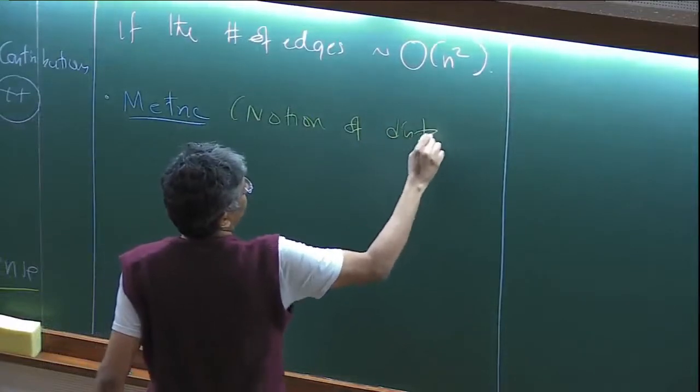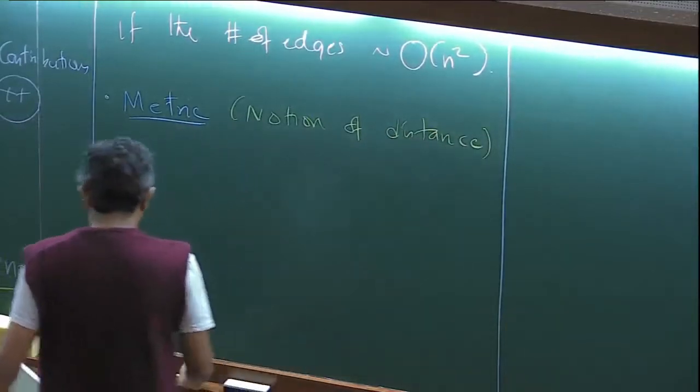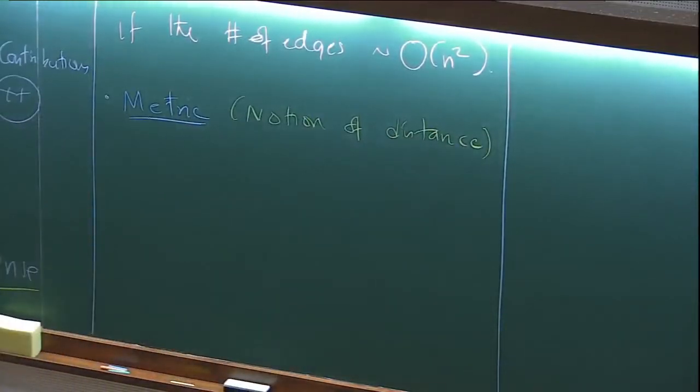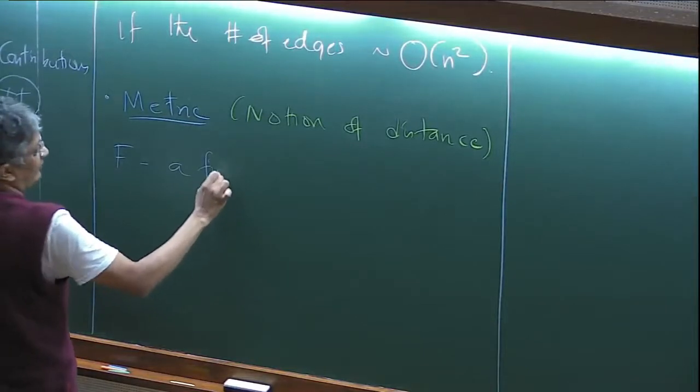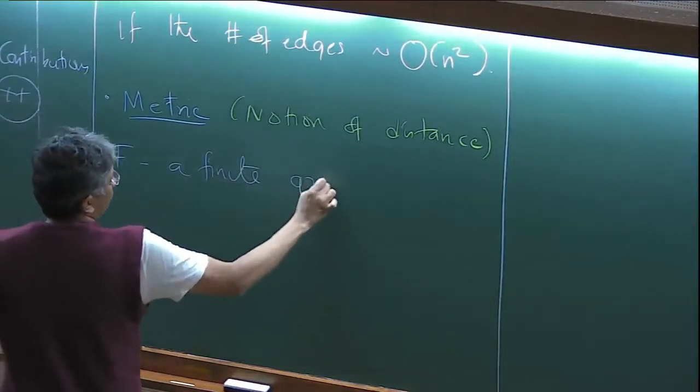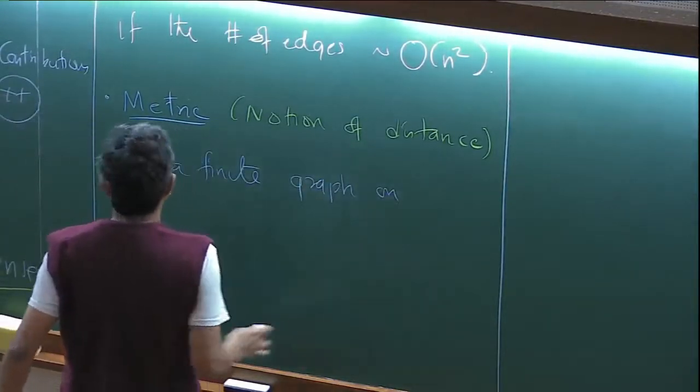Notion of distance. There are various ways of defining distances on graphs, but here I'll try and understand structural properties of the graph. I'll say two graphs are close by if they have similar structural properties. By that I mean the following. We'll take F to be a finite graph on k vertices.